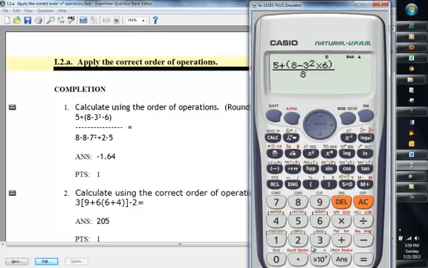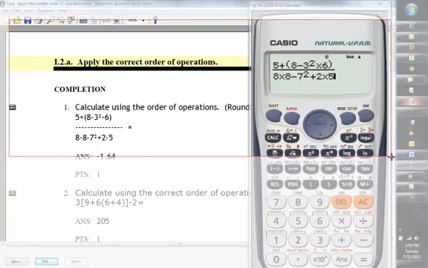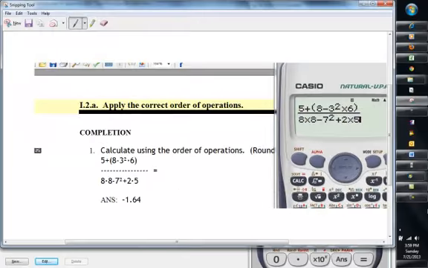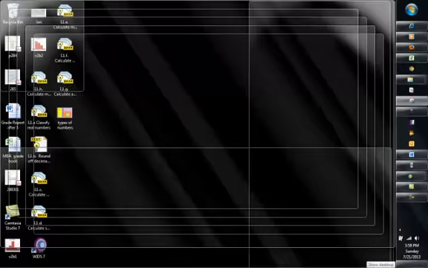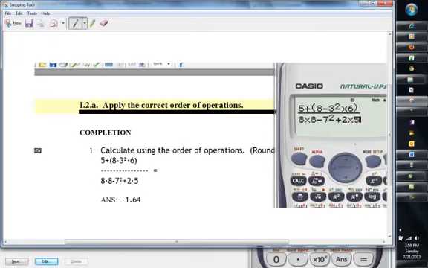Since X is a variable, we use the dot in those cases. Times 8 minus 7 squared plus 2 times 5. Now, what's actually happening, I'll just do this one time so that you see the order that things are happening. What's actually happening when you do this problem is it's doing it in this order, okay?